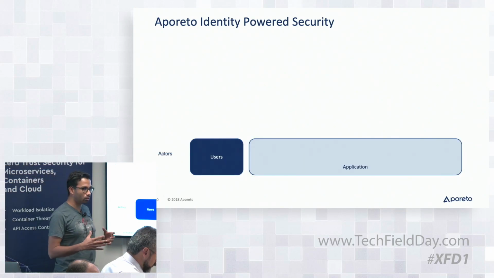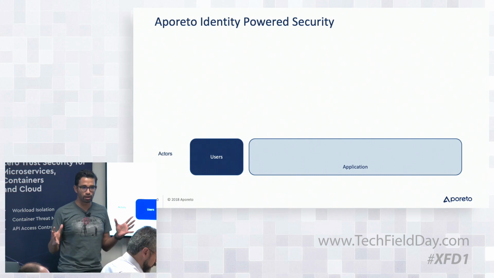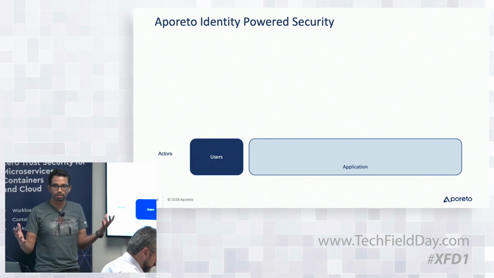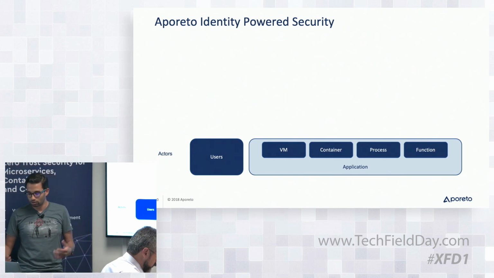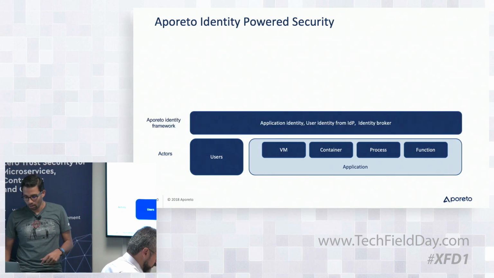So far we've talked about two actors in the enterprise, right? There's a user, and then there's an application. And the application can be a VM, a container, a process, or a function, right? So we've addressed that these are the types of applications, and there's a user.